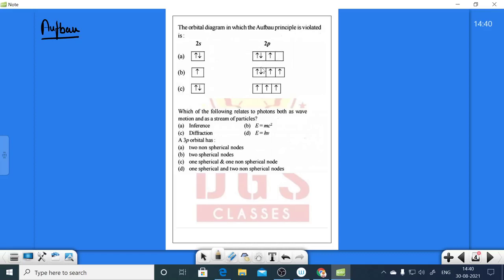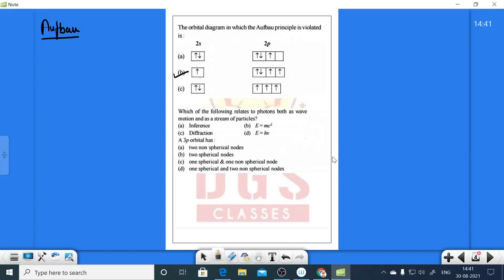So in the first option, Hund's rule is violated, but we need to find out in which the Aufbau principle is violated. So A cannot be the right answer. B, 2s contains one electron and then, okay. Without filling this 2s orbital, the electron cannot go beyond. Because of the Aufbau principle, we need to fill the orbital with lower energy first and then move further. So option B is the violation of the Aufbau principle. So option B is the right answer.